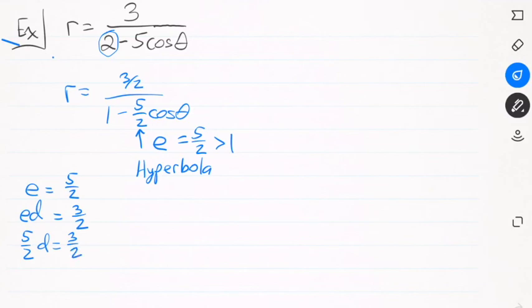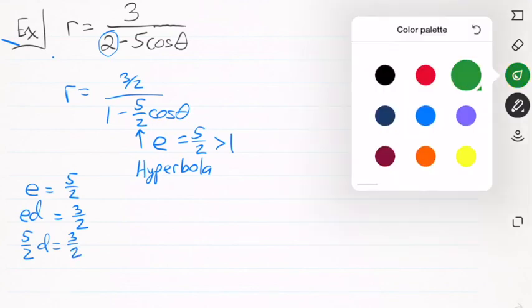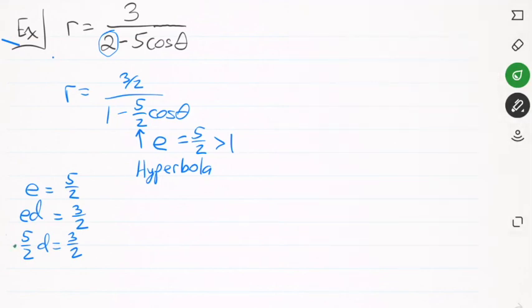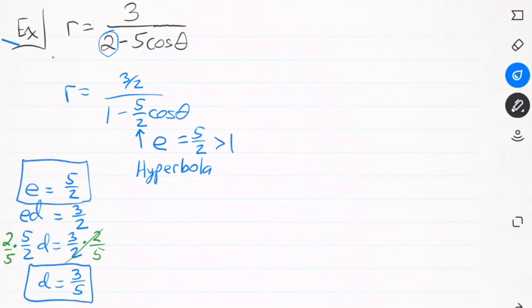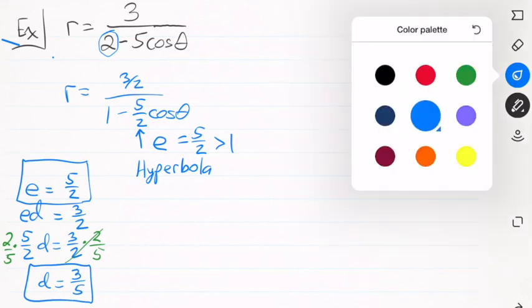And if E is 5 halves, then we get this equation. It's not as easy as some of the other ones. We're going to multiply both sides by the reciprocal of 5 halves. So we're going to multiply both sides by 2/5. The 2's over here are going to cancel. That's rather nice. And then we're going to get d is equal to 3/5. All right, so we have the directrix and we have the eccentricity. All right, now we have to kind of analyze the beginning function.